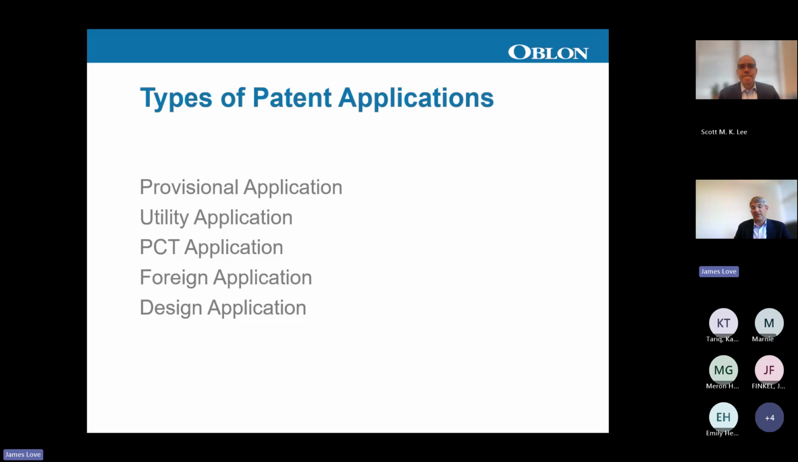All right, so let's talk about different types of patent applications. So we have a provisional application, a utility, a PCT, and then we have foreign applications, as I mentioned before, and design applications. If I kind of break into what this provisional application is, you might say, well, what is the difference between a provisional and a utility application?